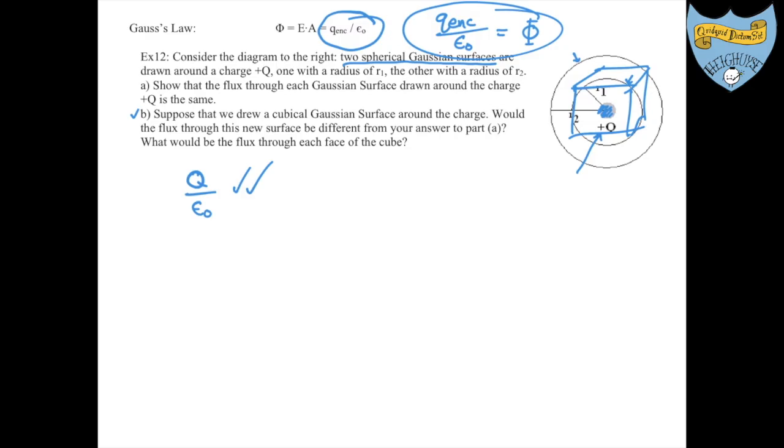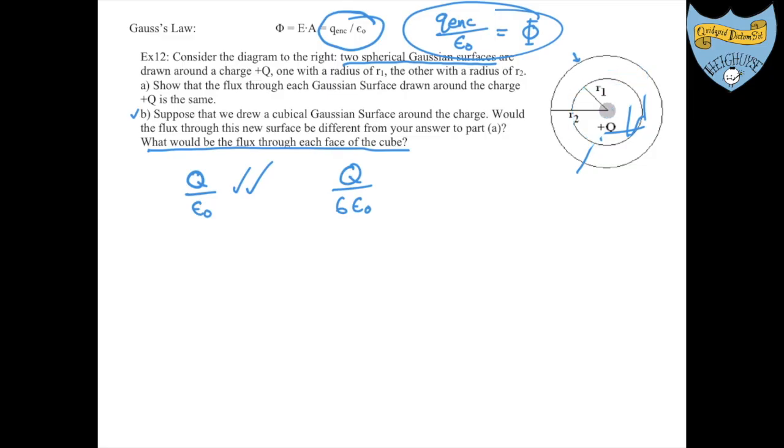Now with a cube, they can ask other questions, or about some other shape, like a tetrahedron or something. They can ask other questions like, what's the flux through each face? Those ones, in theory, can get weird, but as long as the charge is in the middle of the cube, it's just going to be an equal amount of flux through each face. And so you would just say for each face of the cube, since it has 6 faces, Q over 6 epsilon naught.